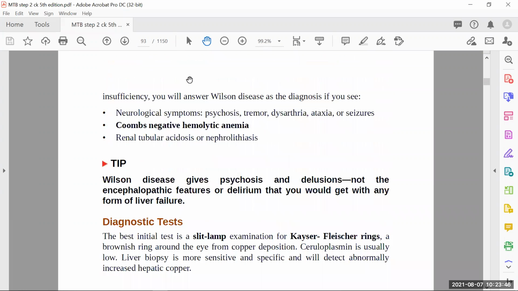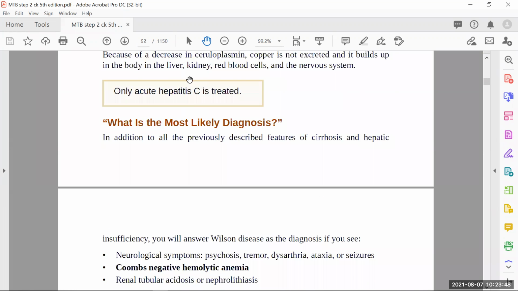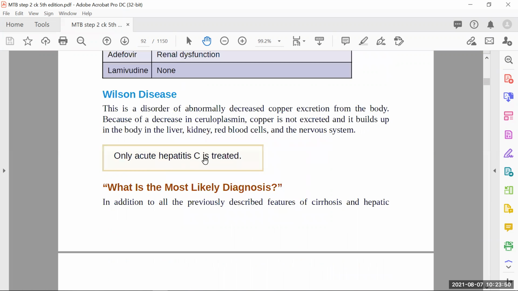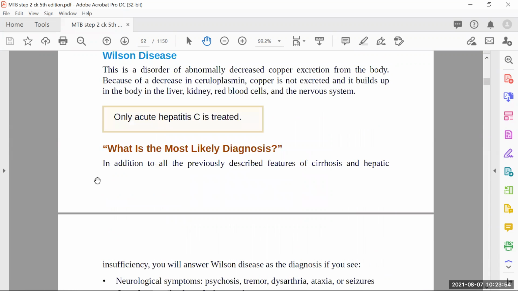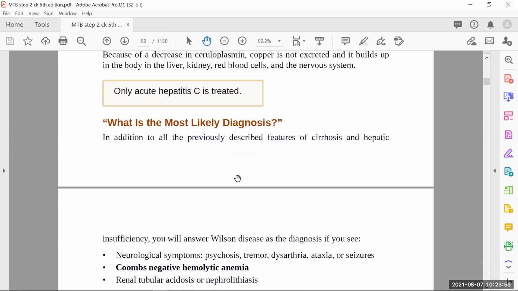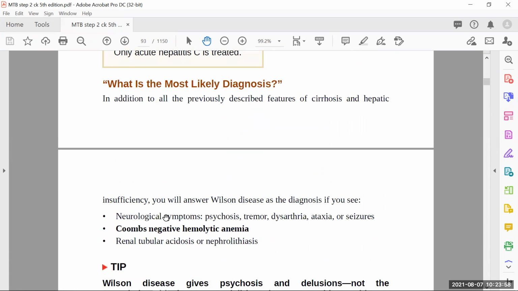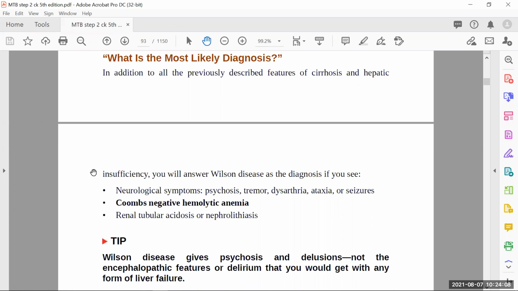So how is your patient going to present? What is the most likely diagnosis? In addition to all the previously described features of cirrhosis, here we will see some neurological manifestations. If copper accumulates or deposits in the body, it can cause neurological symptoms. For example, the patient may present with psychosis, tremor, dysarthria, ataxia, and seizures.